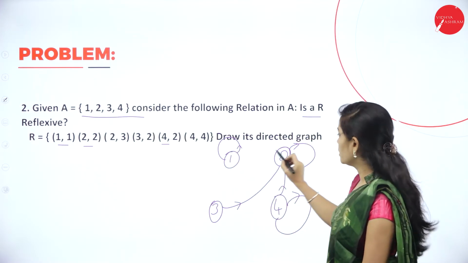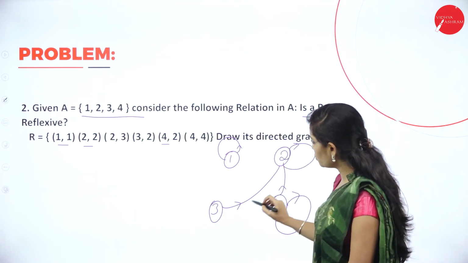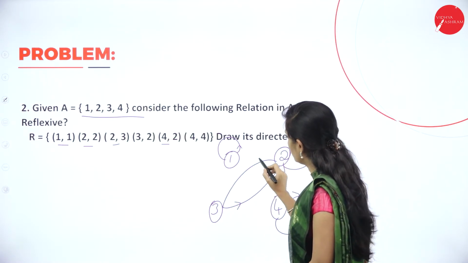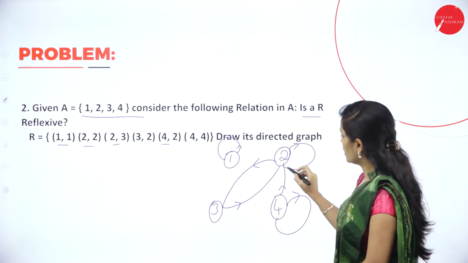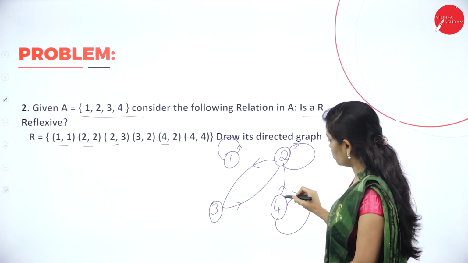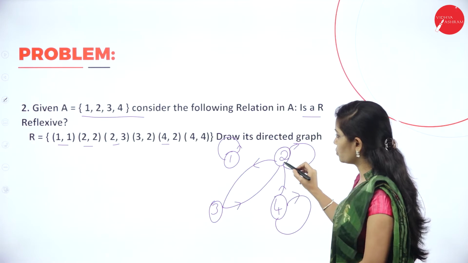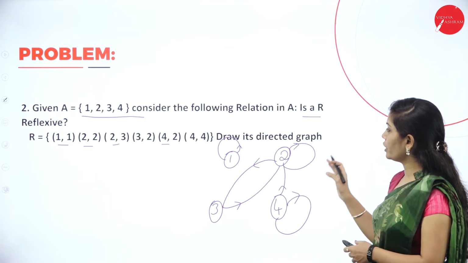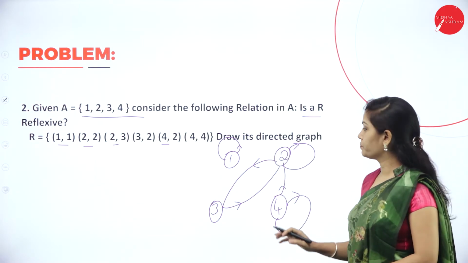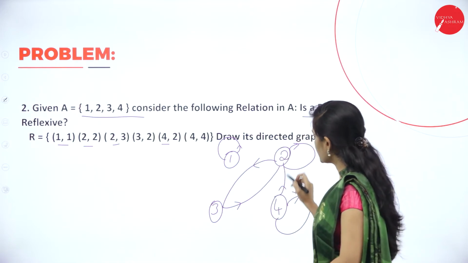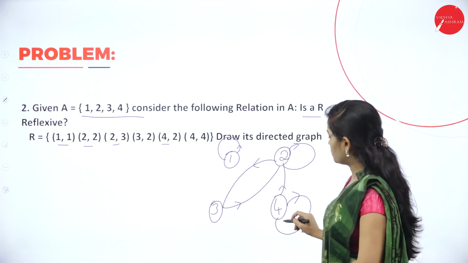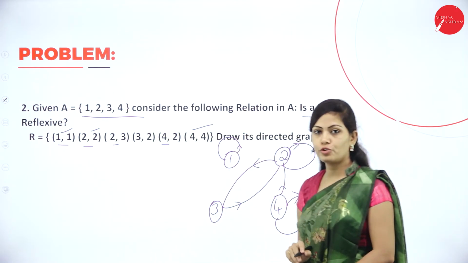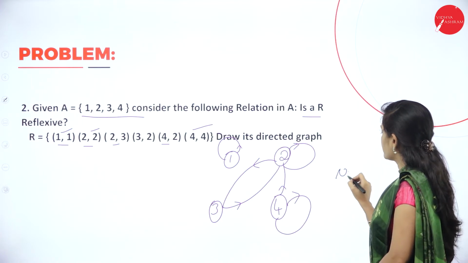1 to 1 is a self loop, 2 to 2 is a self loop, and 2 to 3. Here I missed out this 2 to 3. So 2 to 3 and 3 to 2, and 4 to 2, and 4 to 4. So this is your directed graph. Here you need to check whether it is reflexive or not. We have self loops for 1, 2 and 4: 1, 1 is there, 2, 2 is there, but 3, 3 is not there, and 4, 4 is there. So it is not a reflexive property.